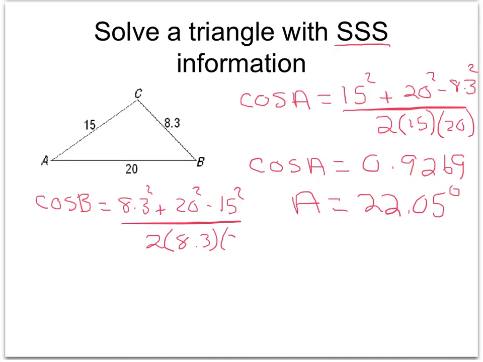Plugging in those formulas, type it into your calculator. You get cosine of b equal to 0.7346. Take the cosine inverse of both sides, and you get 42.73.